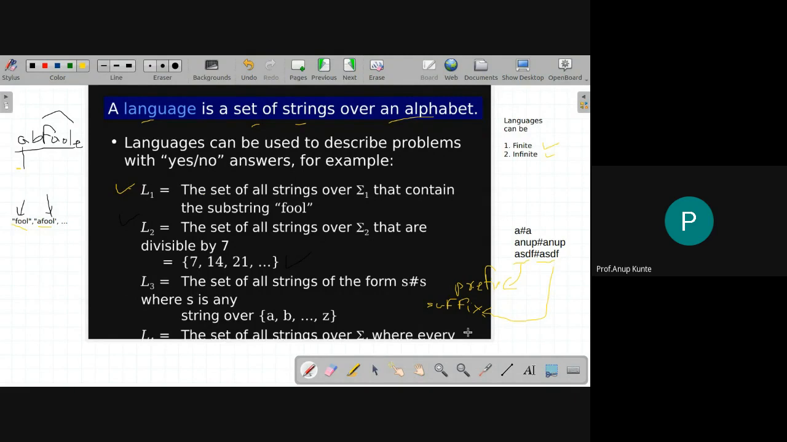Okay, so once you know what a string is, the next thing you know is that a string has a length. Okay, I have a string called the empty string, which is represented by the Greek small letter epsilon. Then every string may have something called a substring. That substring, if it is at the beginning of the string, is called a prefix. If it is at the end of the string, it is called a suffix.